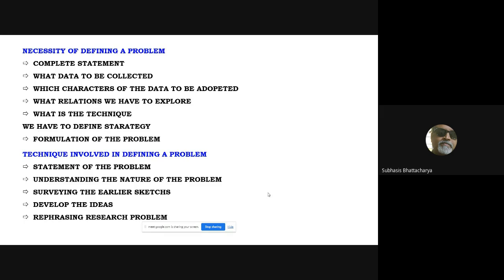Then it is possible for the researcher to narrow down the problem in operational terms. That means there are some directives from the organizational authority, and the problem can be stated accordingly. So a problem stated in a broad general way may contain various ambiguities, which can be resolved by thinking and rethinking over the problem.